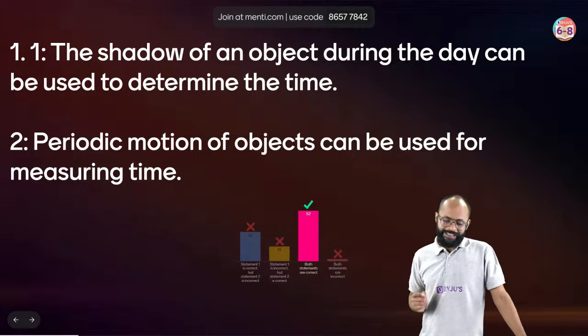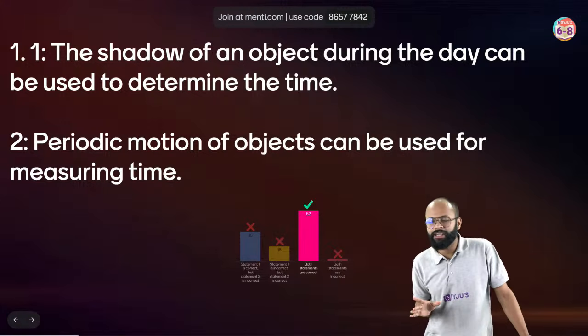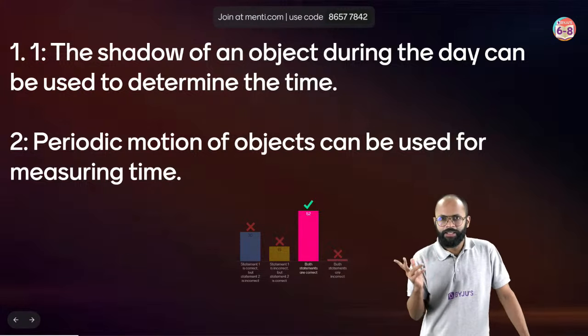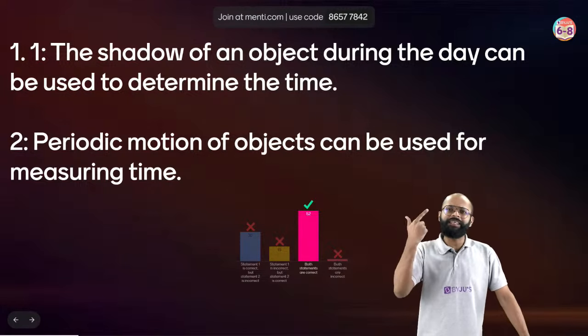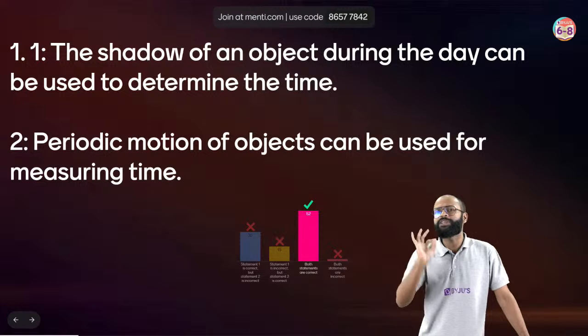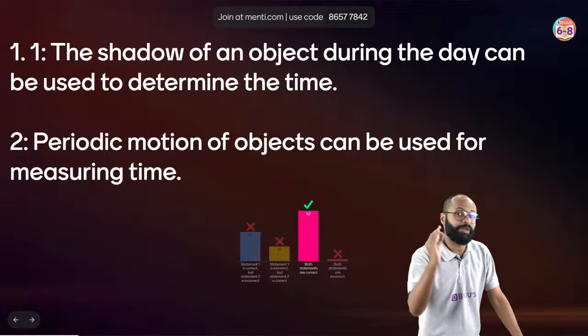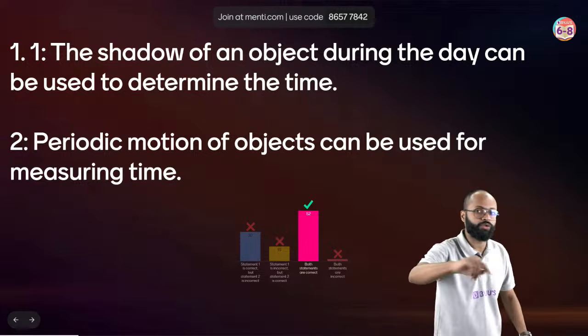Periodic motion of an object can be used for measuring time. भाई, टाइम मेजर करने के लिए तुमको ऐसी चीज चाहिए जो खुद को रिपीट करती हो आफ्टर रेगुलर इंटरवल्स ऑफ टाइम. अगर कोई ऐसी चीज है जिसका अता पता ही नहीं है कब होगा, हाउ कैन यू यूज इट टू मेजर टाइम, राइट? यू कैन नॉट यूज समथिंग विच इज वेरी इररेगुलर टू मेजर टाइम. यू वॉन्ट समथिंग पीरियोडिक, एंड दैट इज वाई ऑप्शन टू इज ट्रू.